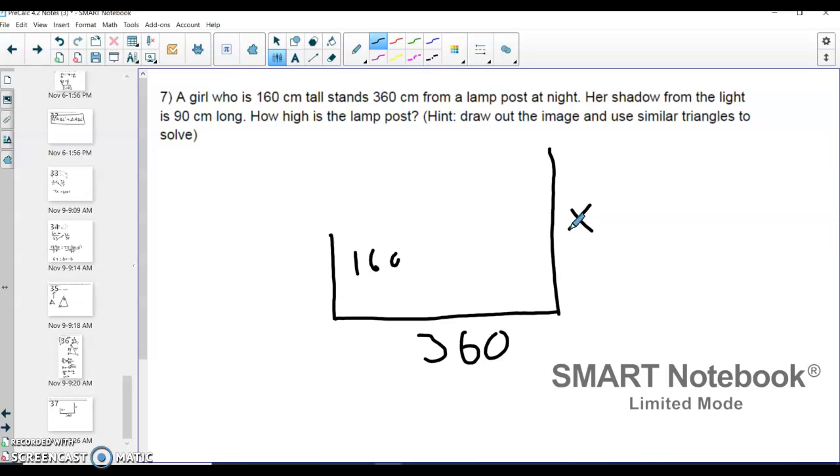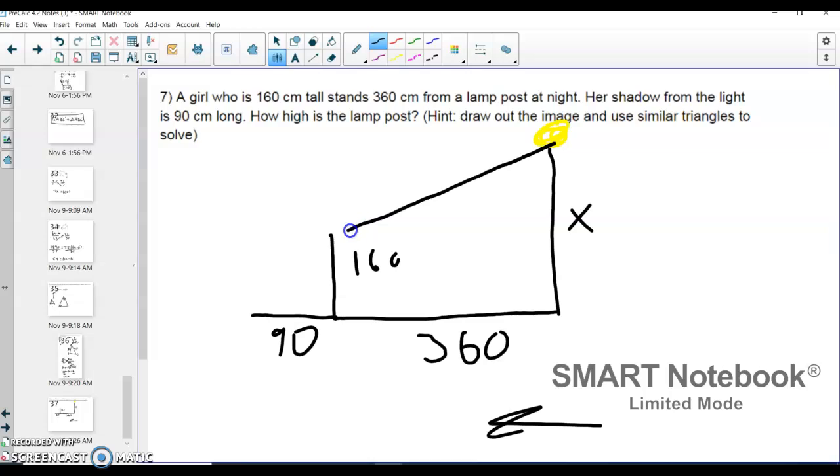The last piece of information that I see is that her shadow from this light that's over here, so the light is shining over here, her shadow would then be falling in this direction. So her shadow is on the ground over here, 90 centimeters away. Okay, now I don't see triangles quite yet, but if I can imagine the way that this light is shining, well, it's hitting her and it's going down to here. And I just complete the triangle so it looks nice.